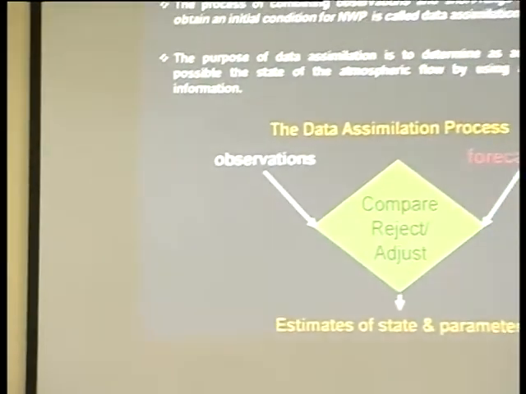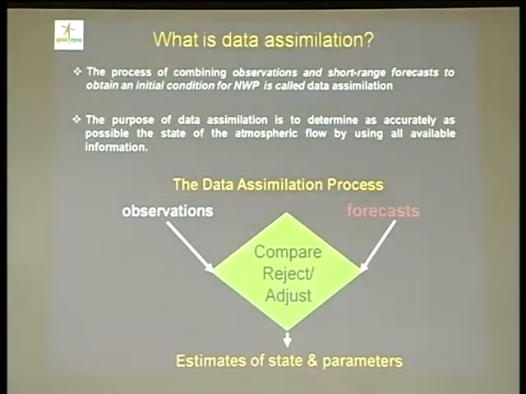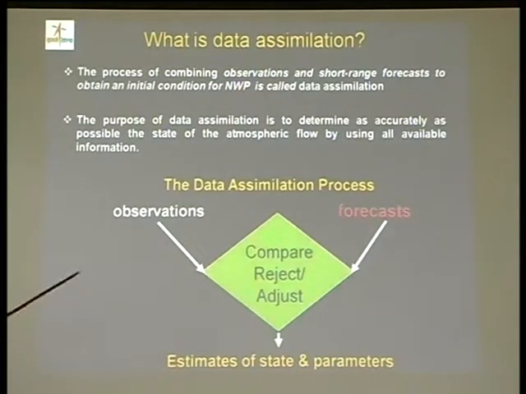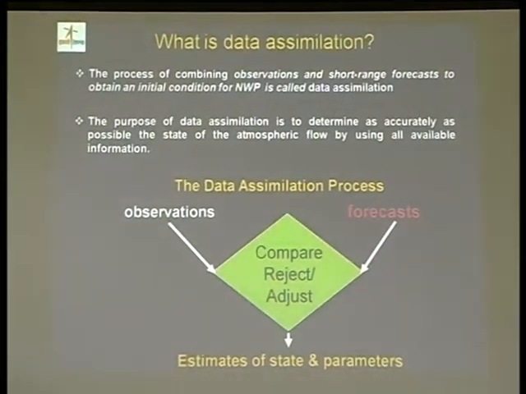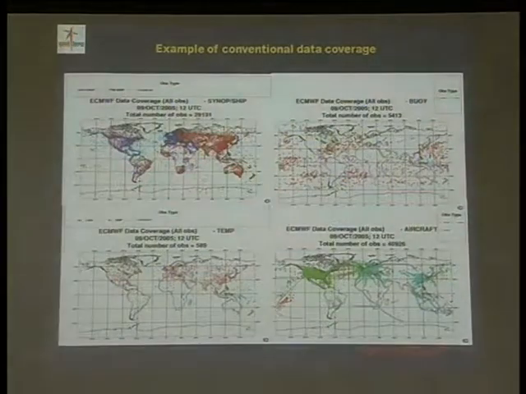Observations come from conventional data as well as satellites and radars. This is the basic process of data assimilation, where we combine the observation and forecast, that is the first guess. We compare these two and then decide the first initial state of the atmosphere that goes as the initial condition.